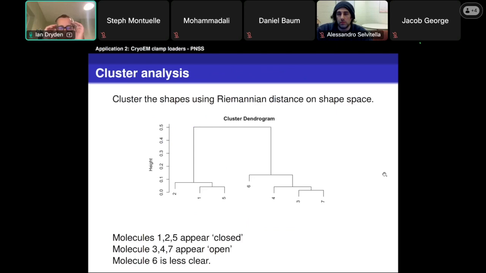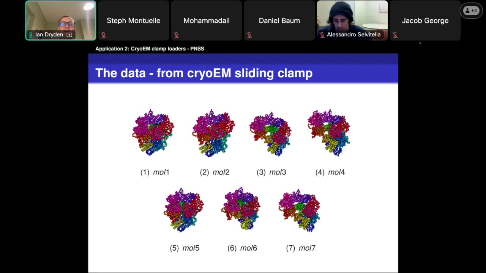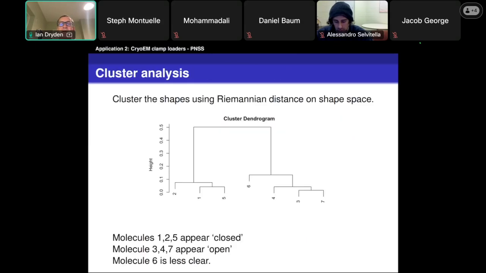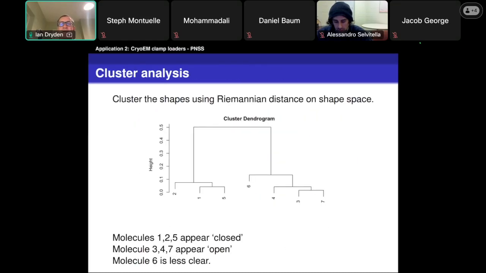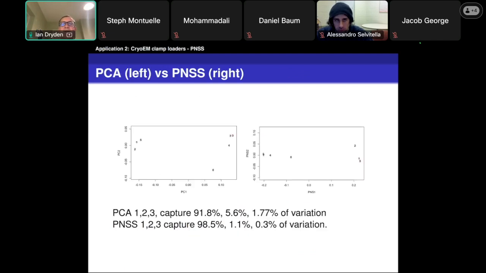So one of the first things we can do is cluster analysis and just look at the shape distance between them, see how far apart they are. So it really looks like 2, 1, and 5 are very different from 3, 4, 7, and 6. So 2, 1, and 5 looked closed, and 3, 4, and 7 looked open, and then 6 looks maybe a bit closer to the open ones, but it's less clear. 6 is the one which is more in between.